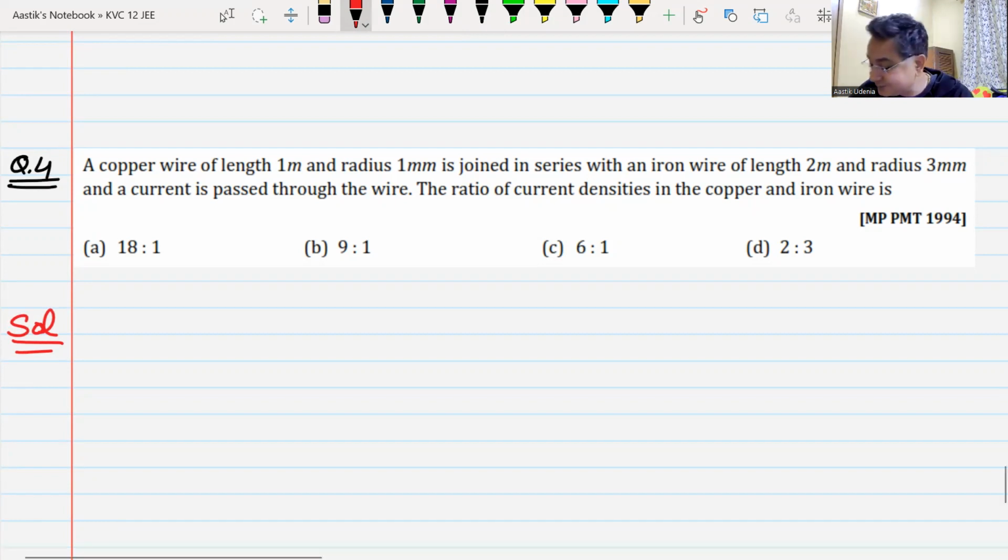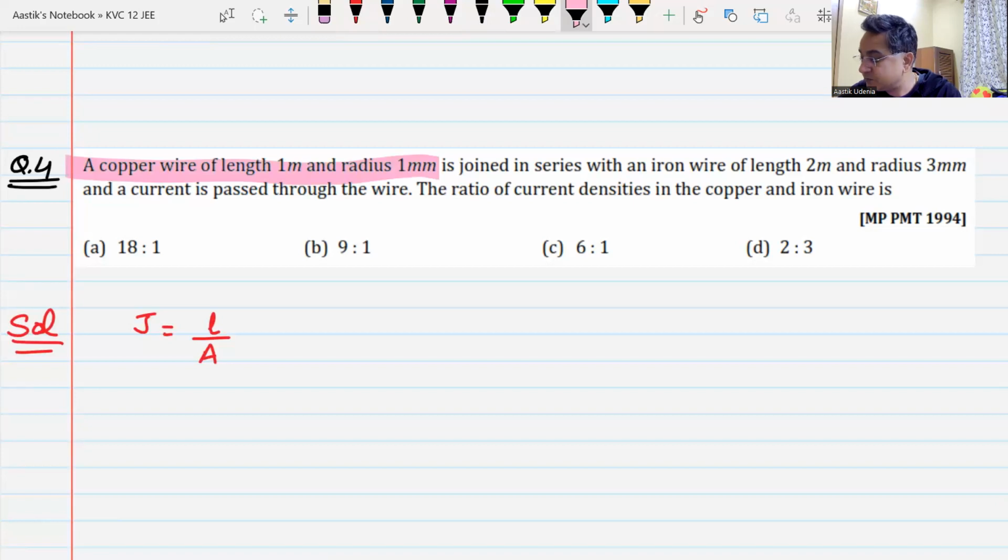So how do we do this? Current density J is current per unit area. We just saw this. We have a copper wire of length 1 meter and radius 1 meter, joined in series with an iron wire of length 2 meter and radius 3 meter. Remember, this current density is proportional to I. These two wires are joined in series. Therefore, I is the same. Do we understand this?